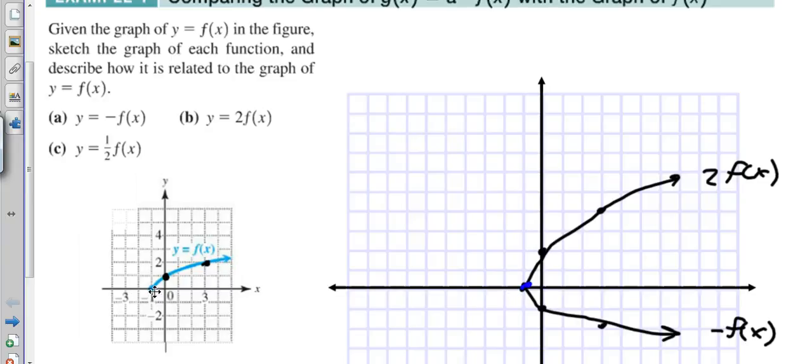So negative 1, 0 still stays there because if you cut 0 in half, it's still 0. And then this is the point 0, 1, so that means it's going to be 0, a half. And then this is 3, 2, so that means it's going to be 3 and then 1. So it most definitely made this a lot skinnier right there. So it's going to be 1/2 f of x. And that should do it for that example.